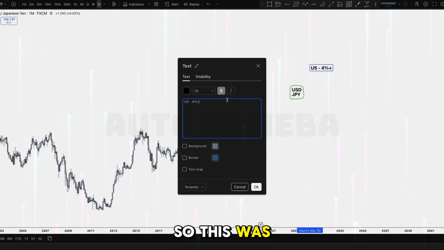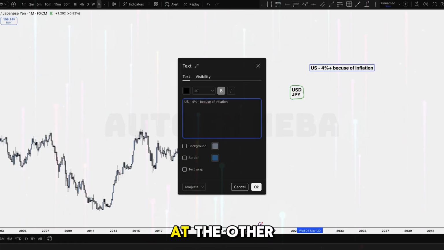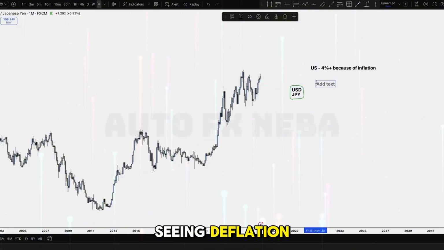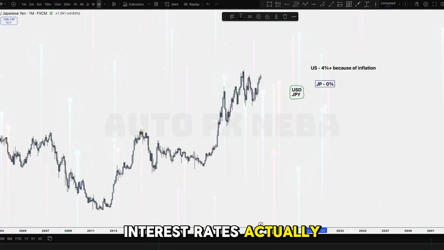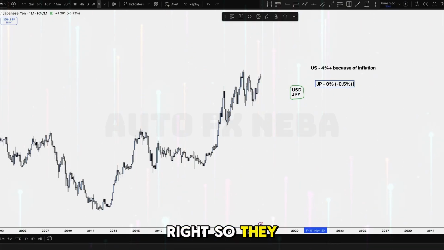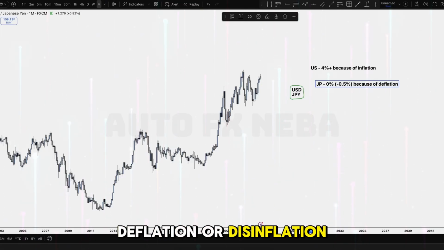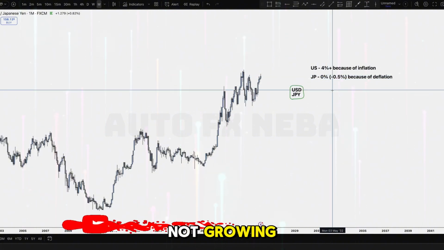So this was because of inflation. However, if we look at the other side of the picture, at the Japanese yen, the Bank of Japan was actually seeing deflation. So they have interest rates actually at zero and sometimes negative, right? So they sit in this zero and negative range, which is pretty wild. But this is because of deflation or disinflation. So basically their economy is just really not growing.